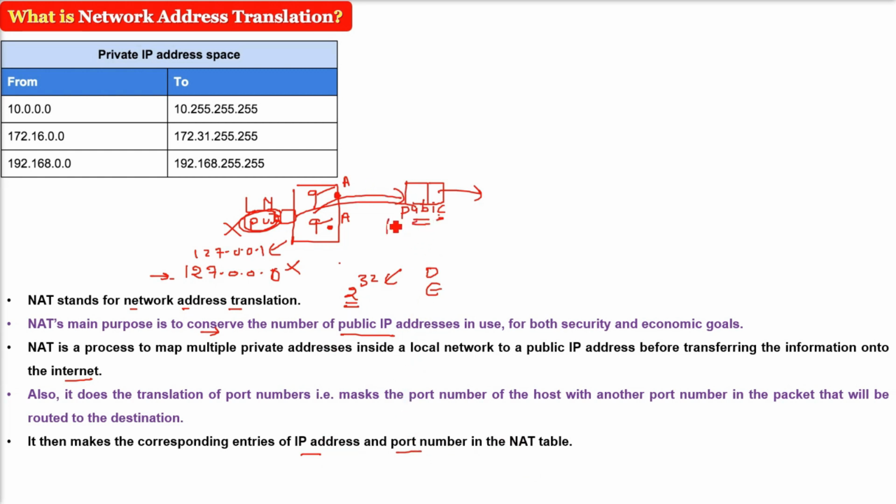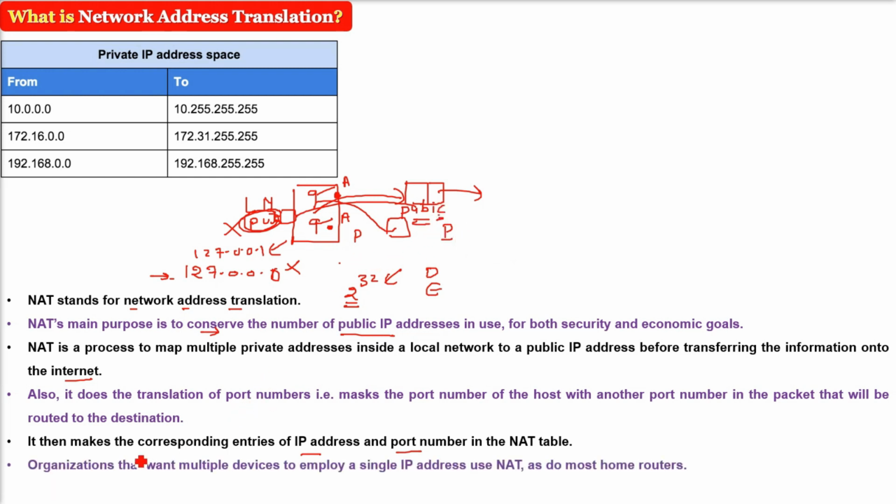So there are two things: what is the public IP address, what is the private IP address, and what is the port number. So these three entries will be in the table, and this table will be looked upon whenever you have a transmission or communication from private to public and public to private. An organization that wants multiple devices to employ a single IP address uses NAT, as do most home routers. Your whole organization with multiple hosts with private IP addresses will be known by a single public IP on the internet. So NAT generally operates on a router or firewall.